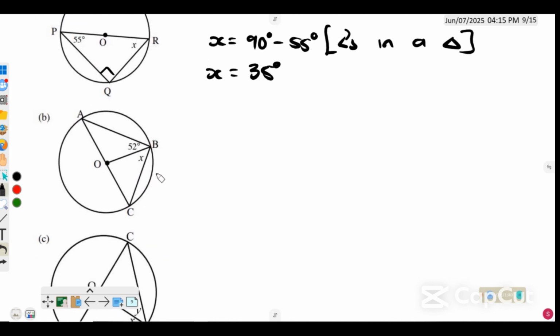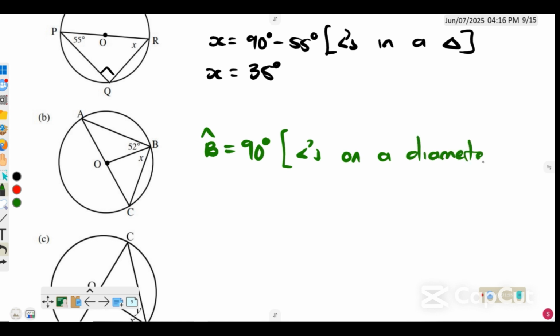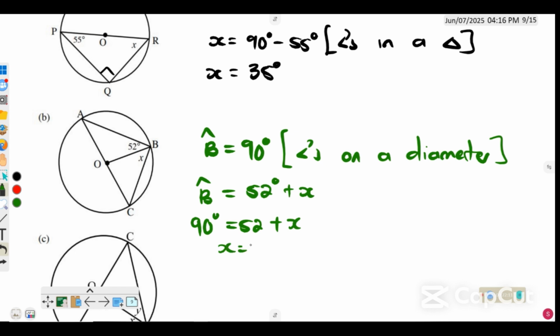Look at this one. Even for this, we can see that AC is a diameter. Since AC is a diameter, the whole of angle B should be equal to 90 degrees. Why? Because these are angles in a semicircle or just angles on a diameter, whichever of these two reasons you remember first. Since we have B, you can see that angle B is made up of two angles, which is the 52 degrees plus the angle X. But we do have angle B, which is 90 degrees. So 90 is equal to 52 plus X. Hence, X is equal to 90 degrees minus what? Minus 52 degrees, which should be 38 degrees in the end.